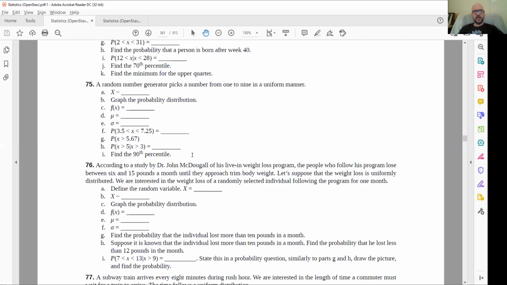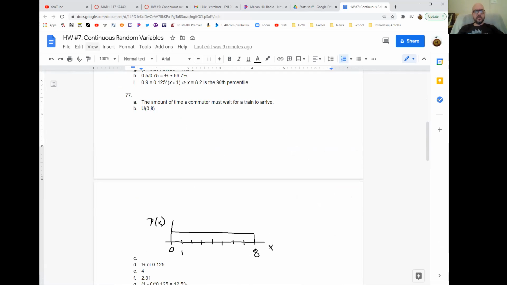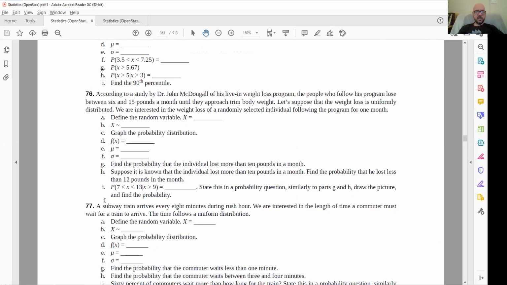Yeah, so it's the 90th percentile. I forgot what the next problem was on the homework. It was 77. Okay, so 77 is another uniform distribution problem, right? So 77: a subway train arrives every 8 minutes during rush hour.